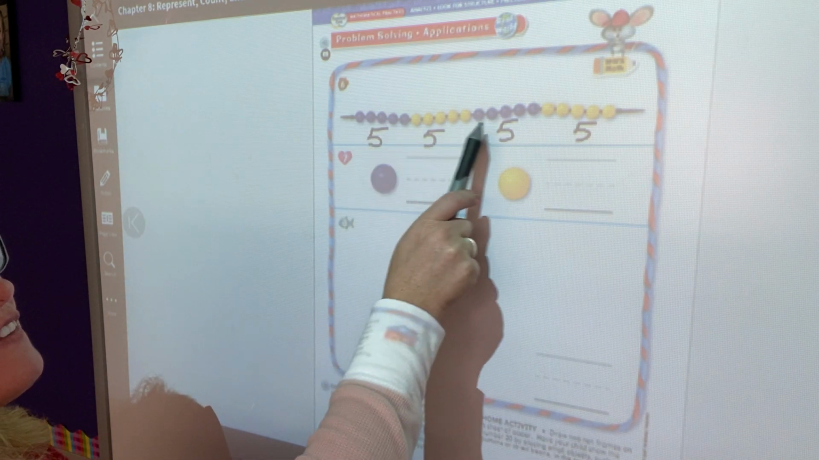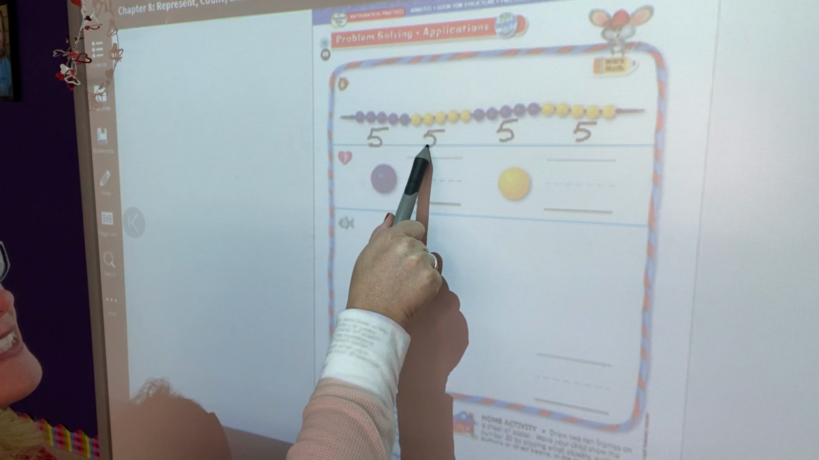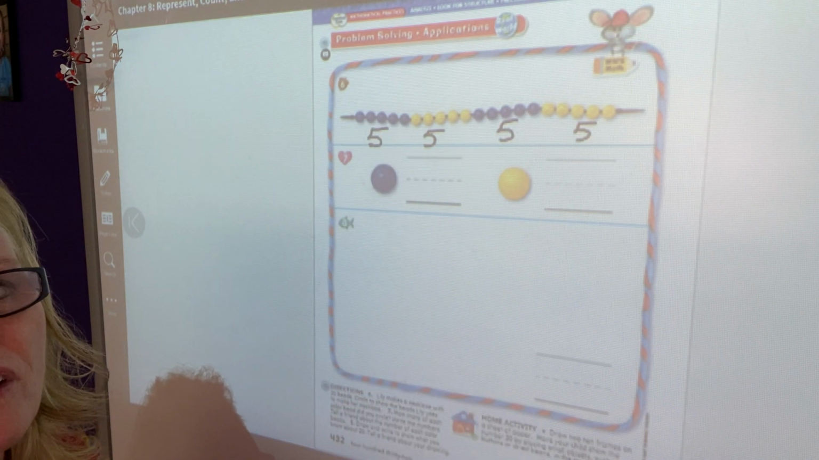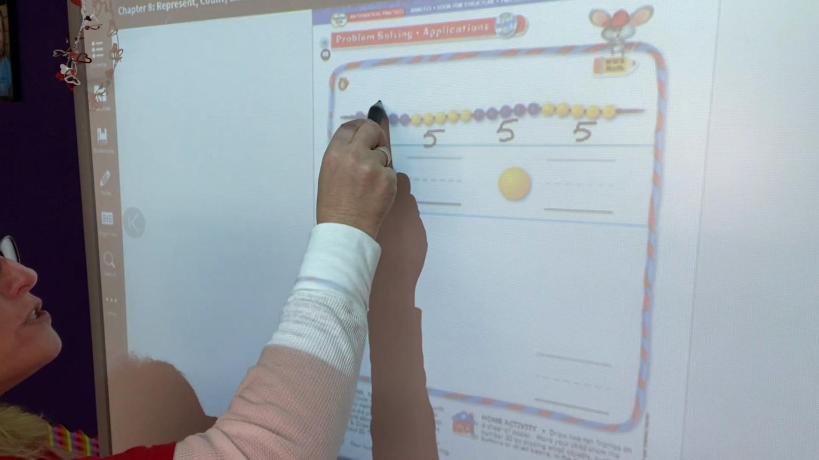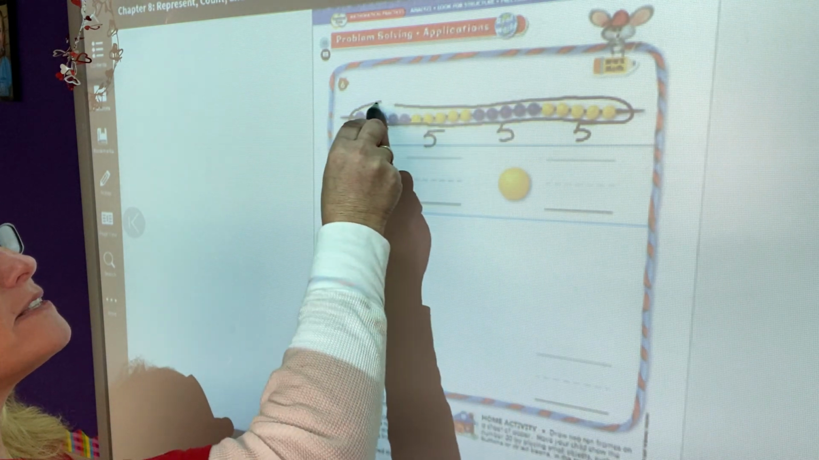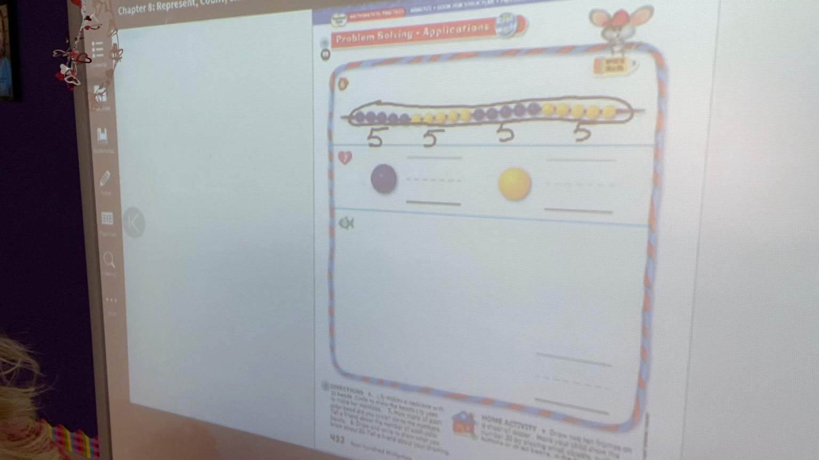Let's count by 5s to help us figure that out. 5, 10, 15, 20. There are 20 beads here. So we're going to go ahead and circle all of those beads because we need 20 beads and there are 20 in all already on that chain.